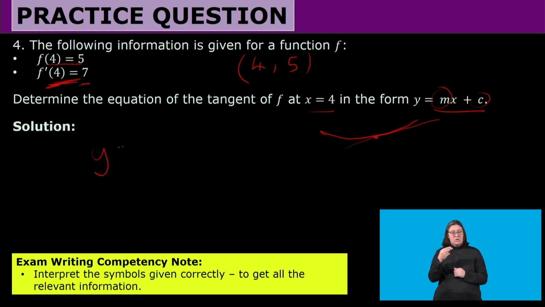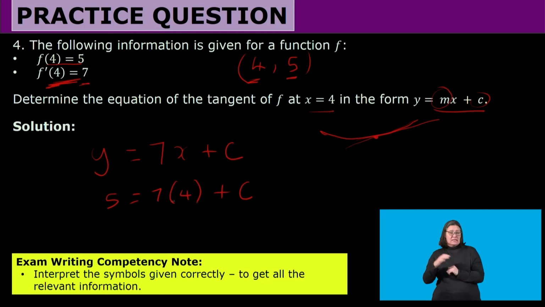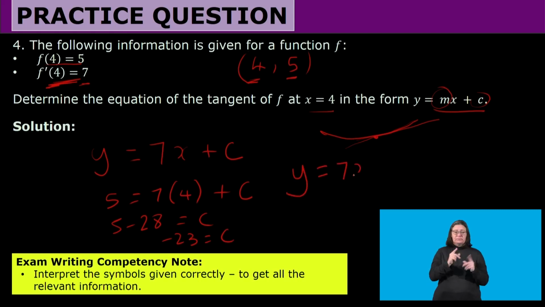So we're going to have y is equal to the gradient, which is 7x plus c. To find c, we simply substitute the values for x and y. So 5 is equal to 7 times 4 plus c. And so we get 7 times 4 is 28, 5 minus 28. So we get that c is equal to negative 23. So therefore my equation now, remember to always answer and give it in the form they asked for. My equation is y is equal to 7x minus 23.